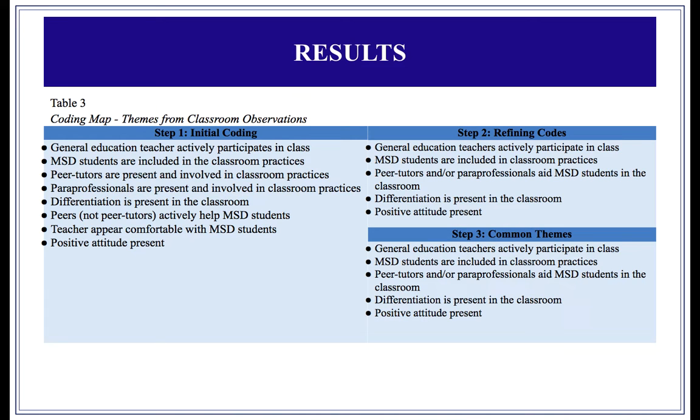Table 3 shows the coding map for classroom observations. After each observation, I typed notes into a Google Doc. Once all 6 were typed and coded, I began to determine common themes. In step 3, you'll find those common themes.